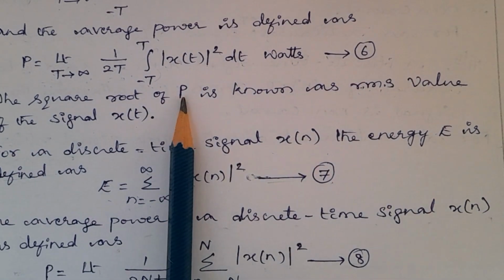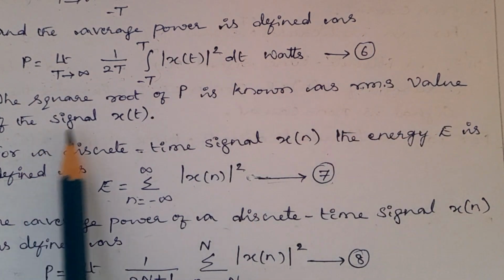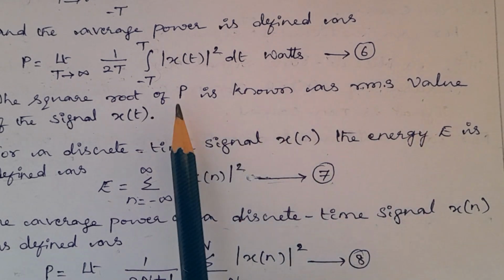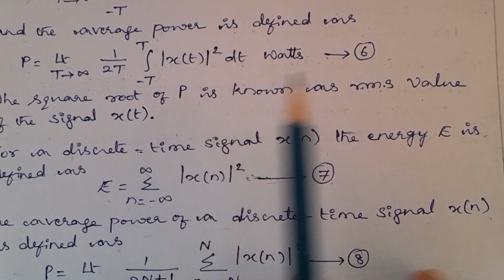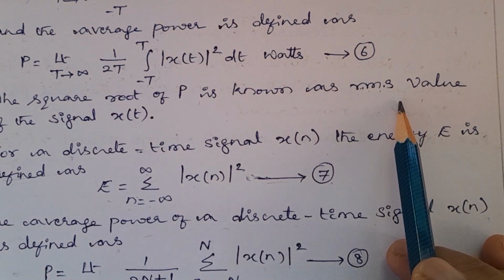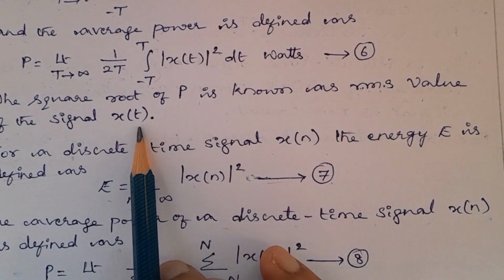The square root of P is known as the RMS value of the signal x of t. RMS means root mean square value. That square root of P, we call it as the RMS value. RMS is nothing but maximum by root 2 value of the signal x of t.